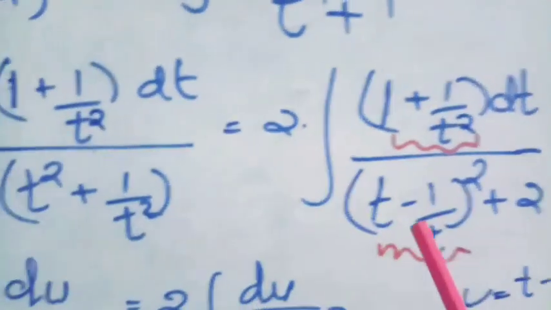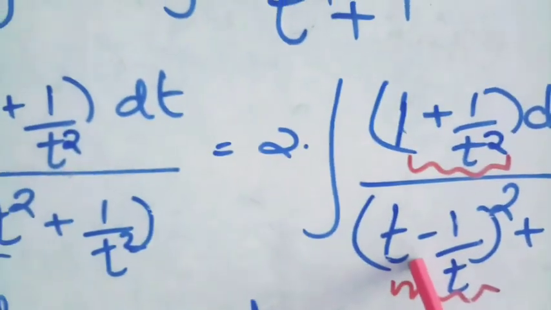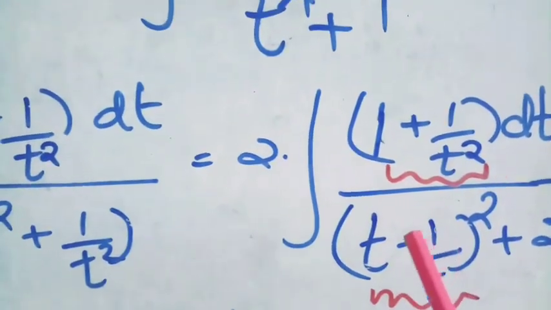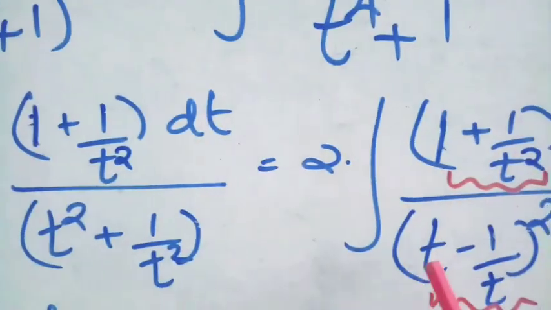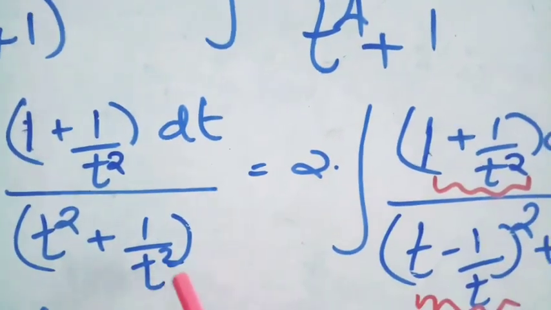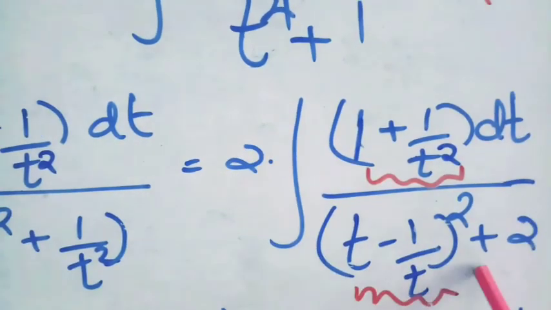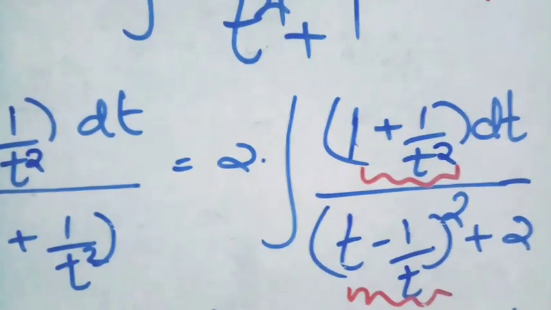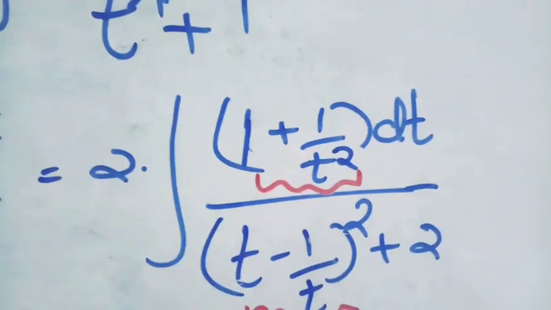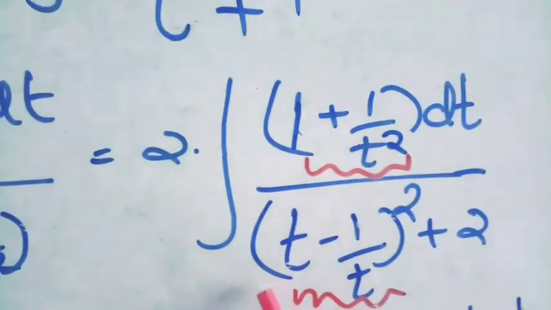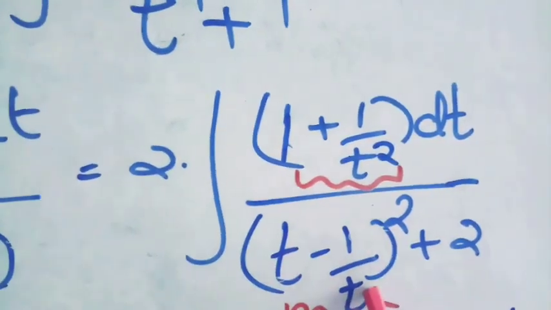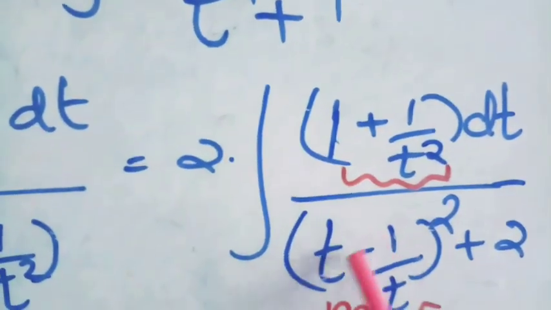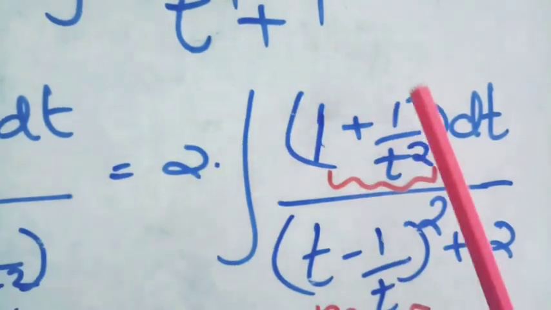Why did we change the denominator like this? The method of changing the denominator a square plus b square as a minus b the whole square plus 2ab leads to the numerator becoming the derivative of the denominator. Why? Because for t minus 1 by t, what is the derivative? Derivative of t is 1. What is the derivative of minus 1 by t? That is plus 1 by t square.